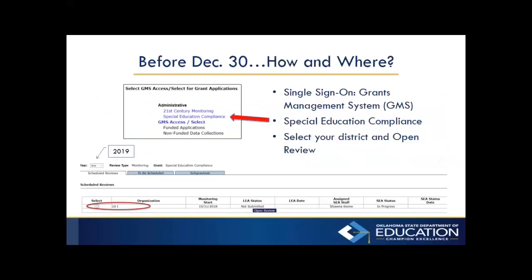So in order to complete the required activities, you're going to log into the single sign-on Grants Management System. As you can see here, there's a link that says Special Ed Compliance. You will click that link and it will take you to the plan where you're supposed to submit your information. It's not quite open yet. We will be sending out information hopefully this week to get this up and going. Once you have gotten in there, you're going to select your district and click Open Review at the bottom.